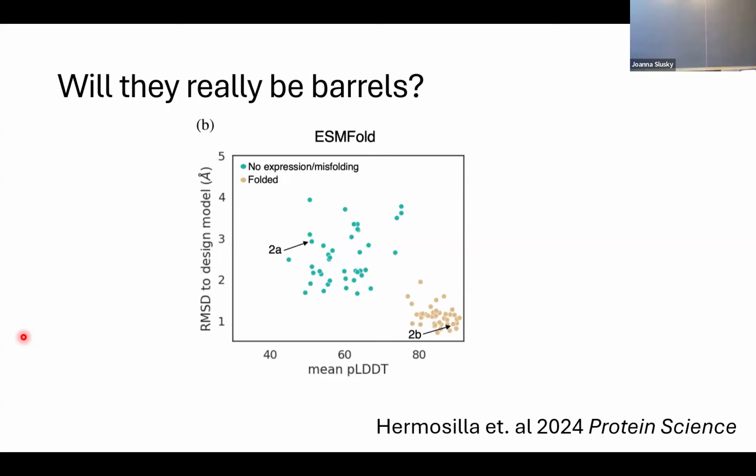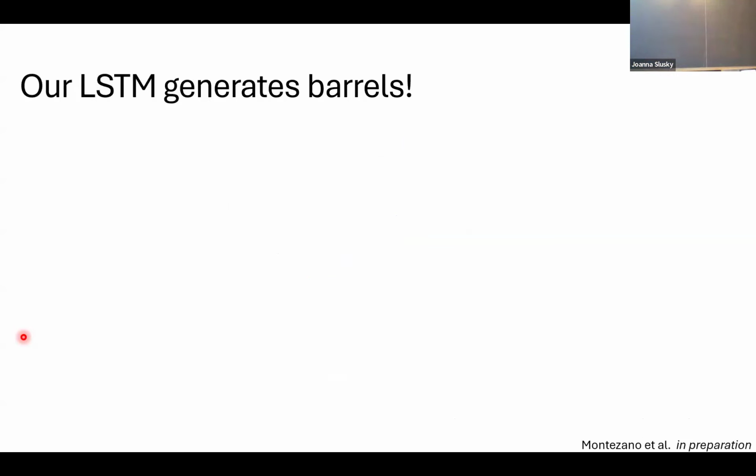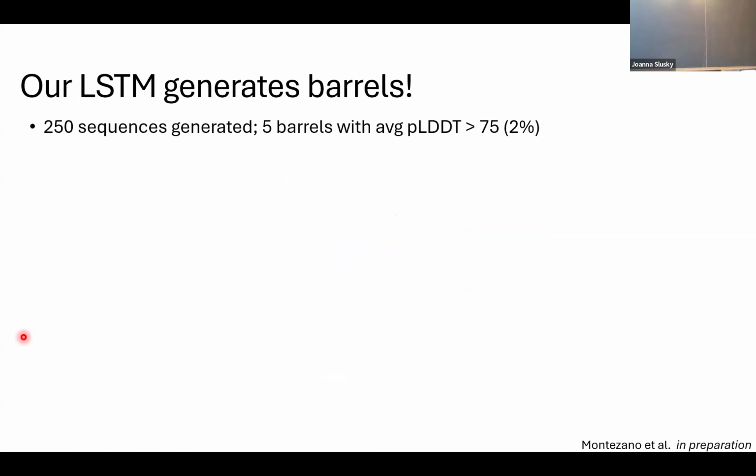And what they found was that if you're looking at no expression or misfolded in the jade color, or folded in the gold color, then there seemed to be this line where at around 75 mean pLDDT, everything was folded. And we said, oh, well, we could measure the mean pLDDT by ESMFold. And what we found was that by that metric, at least, our LSTM was generating barrels. So if we have 250 sequences generated, we got 5 barrels with an average pLDDT of higher than 75%.